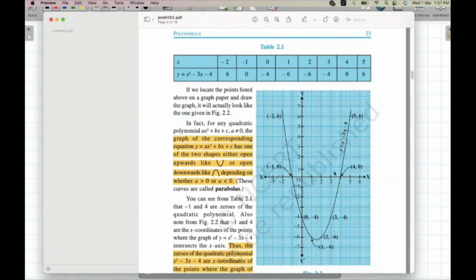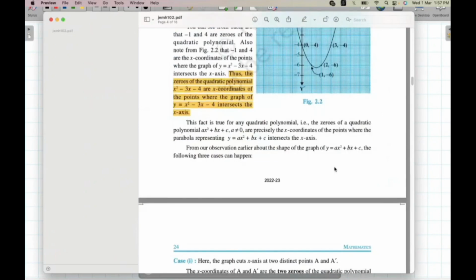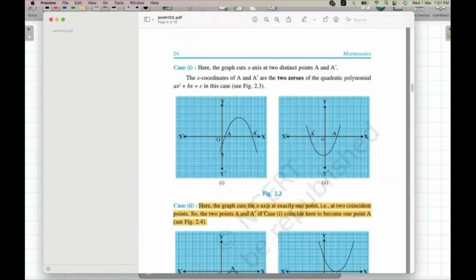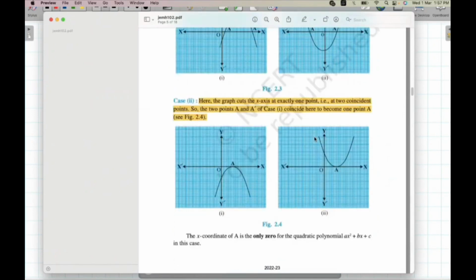So this is one. Now there's another situation wherein the graph is upside down and still it is cutting the x-axis at 2 points. So in this case also there will be two zeros for this equation. Here too there will be two zeros. Here, what has happened? The graph is only touching the x-axis at 1 point. So in this case, there will be only 1 zero because it's not cutting the x-axis at 2 points.